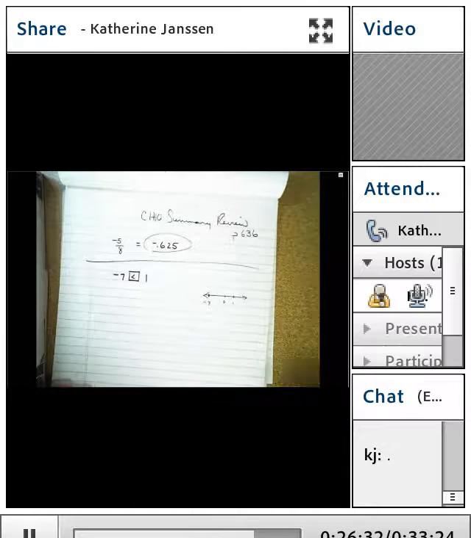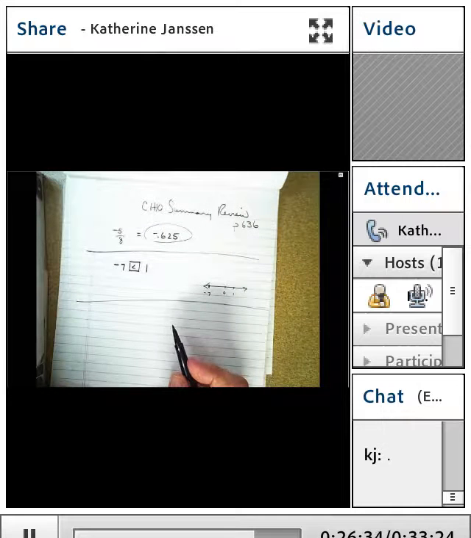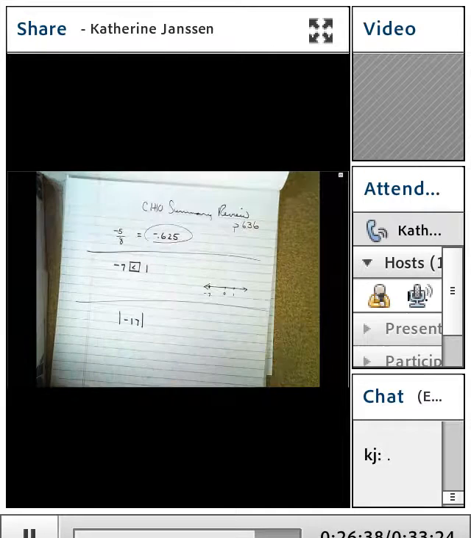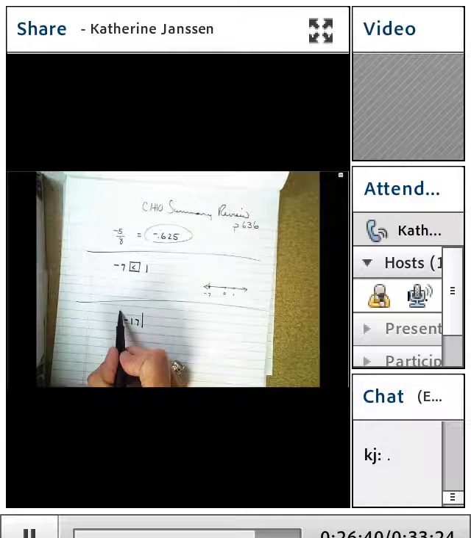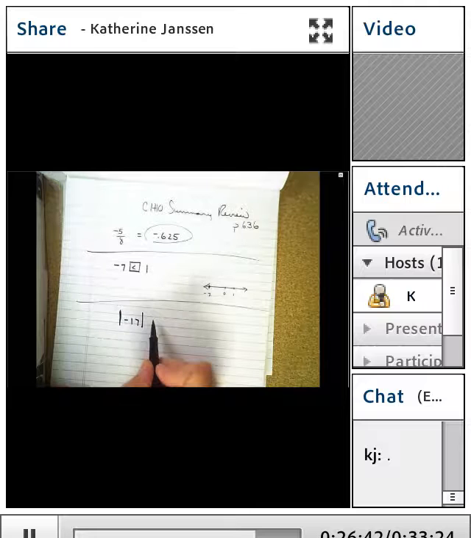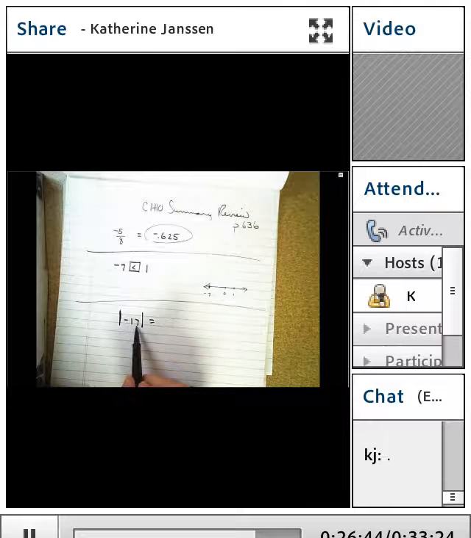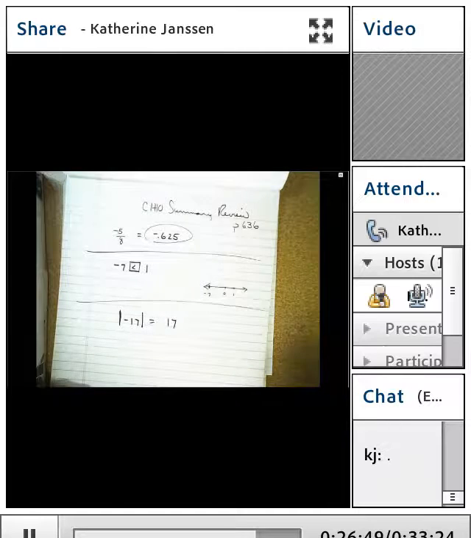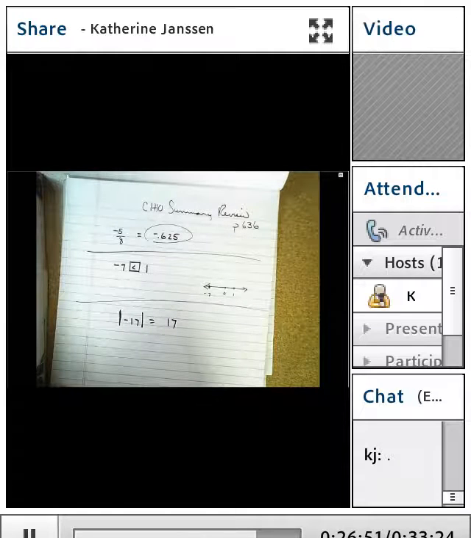We're supposed to find the absolute value of -17. Remember your absolute value bars? Absolutely, positively, what is the distance of -17 from 0? And -17 is 17 units from 0. We are looking at it irregardless of sign. We want the absolute distance from 0.